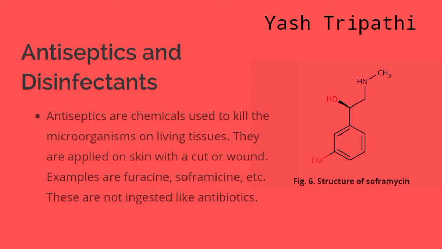Antiseptics and disinfectants. Antiseptics are chemicals used to kill microorganisms on living tissues. These are applied on skin with a cut or wound. Examples are furacin, soframycin, etc. These are not ingested like antibiotics.